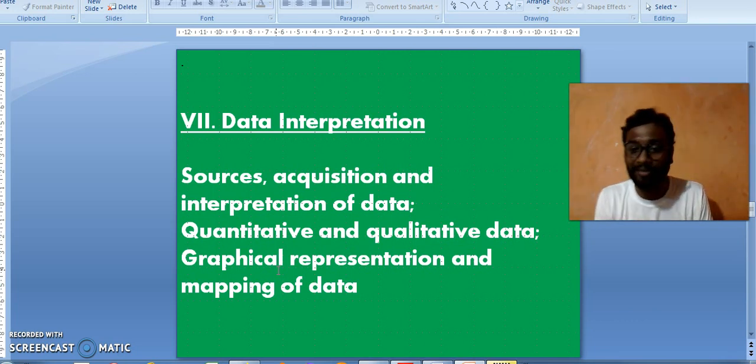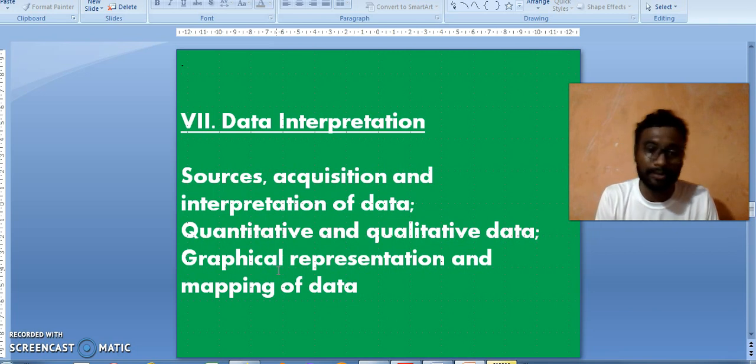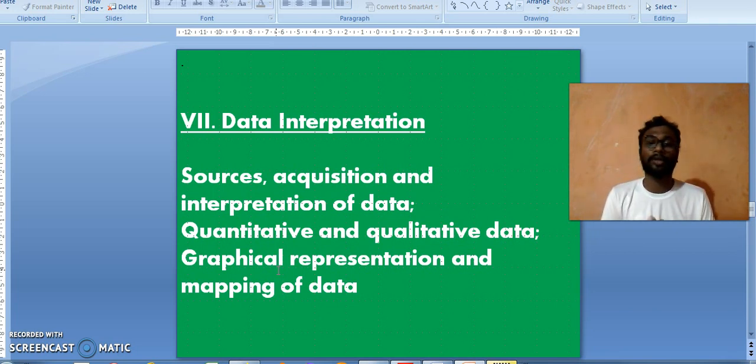Generally these kind of questions will be given in any kind of competitive exams. You have to answer the questions which are related to those diagrams. Generally the questions will be based on the data, followed by the diagrams. Next, quantitative and qualitative data. They will be asking you the quantitative and qualitative data as well. Graphical representation and mapping of data, generally they will be giving you. You have to find out.